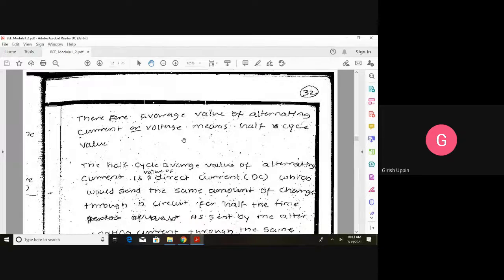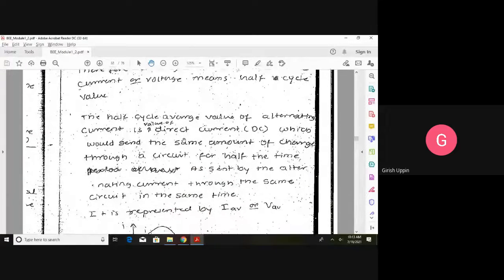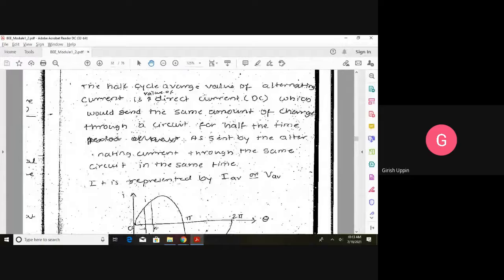The half cycle average value definition, in the exam they will ask you the definition. What is the average value of an alternating quantity? The half cycle average value of an alternating current is the value of the direct current which would send the same amount of charge through the circuit for half the time as sent by the alternating current through the same circuit in the same time.